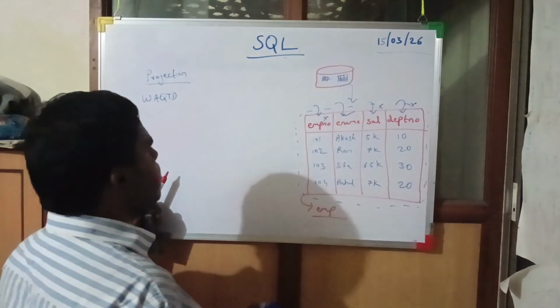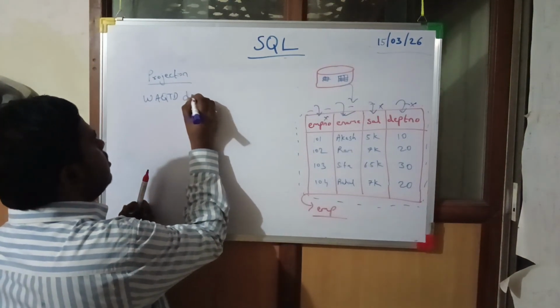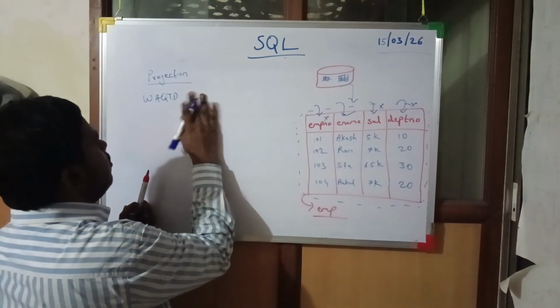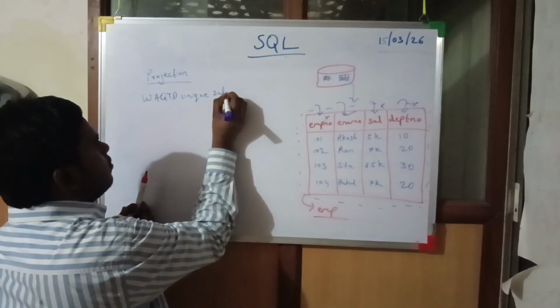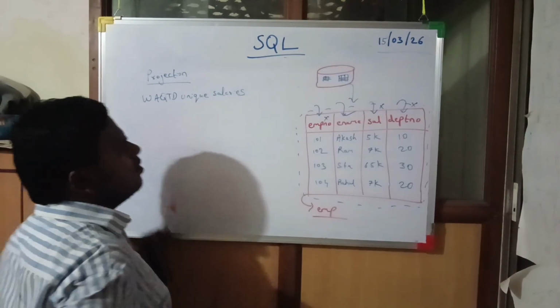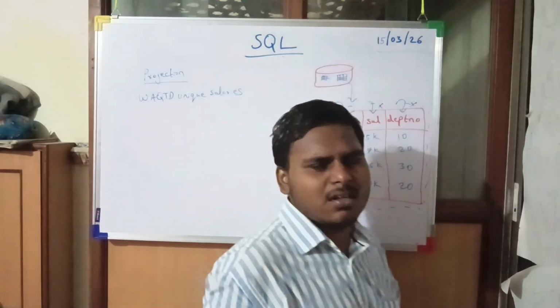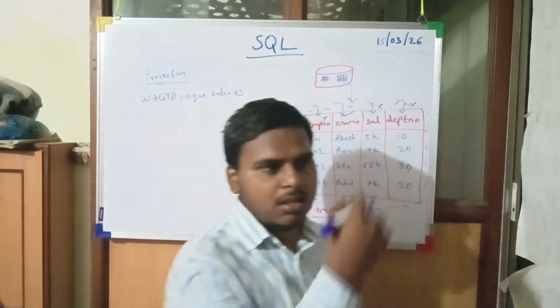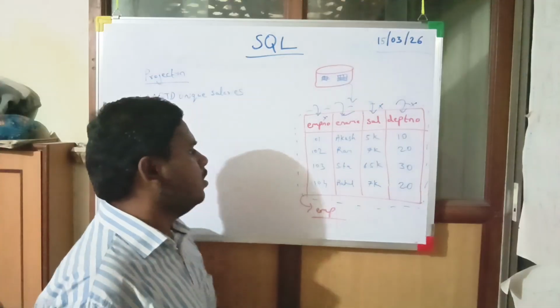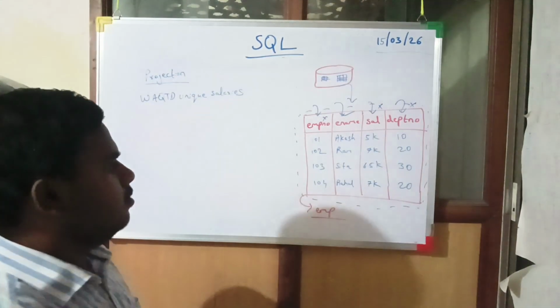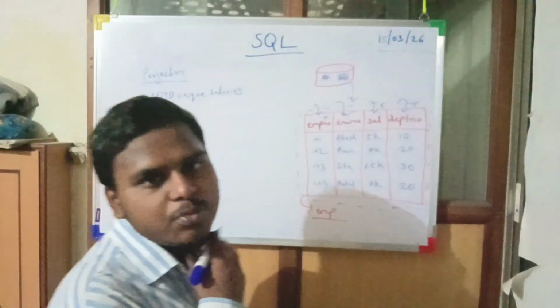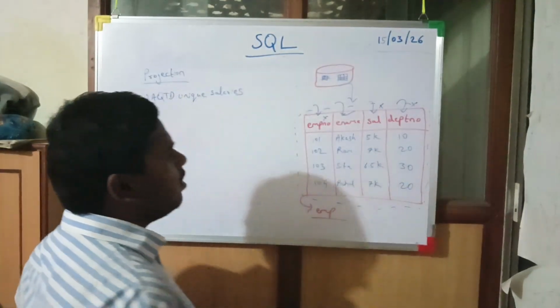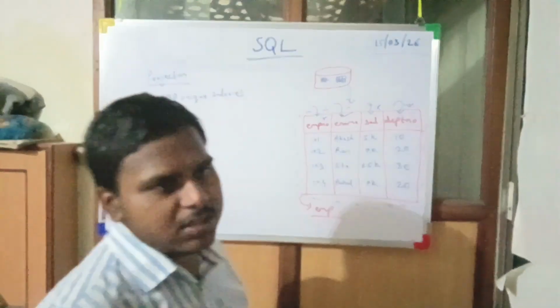Write a query to display distinct, or leave it, unique salaries. Simple words. Unique salaries means what, sir? It means I want to see what are the unique salaries in the employee table. Unique salaries means different salaries. No repetition should be there. Here repetition is there: 7,000 is repeated. I want to avoid the repetition.